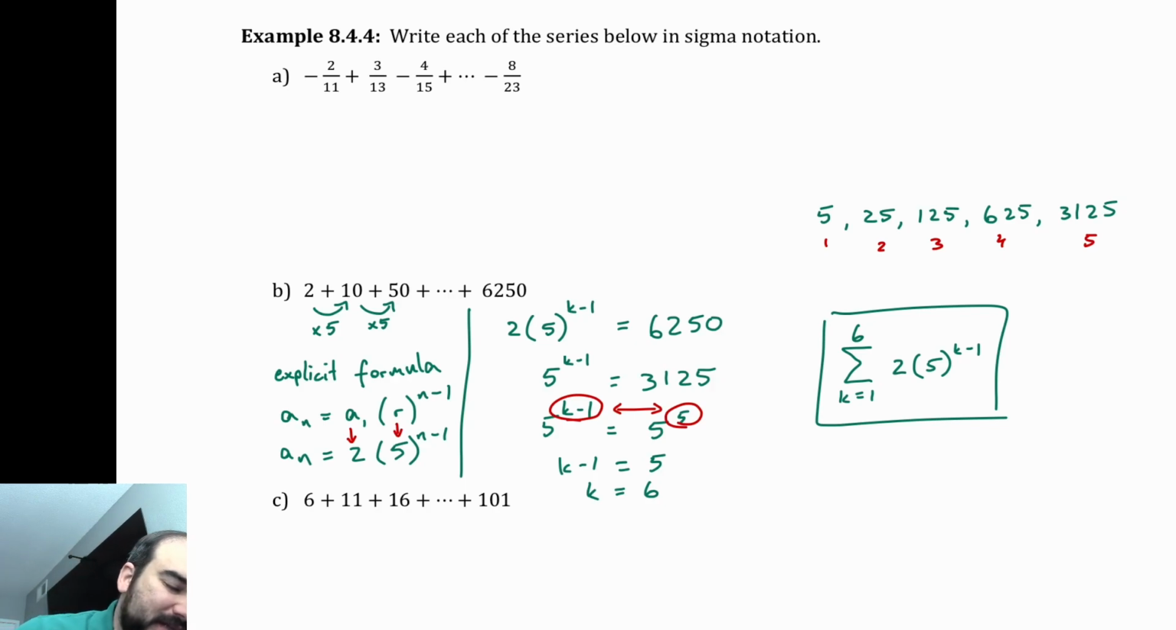Right, so that gives us a way of going from explicit summation notation written out to sigma notation by finding the explicit formula and then figuring out what your last term is, or what index your last term is, and putting that at the top here.